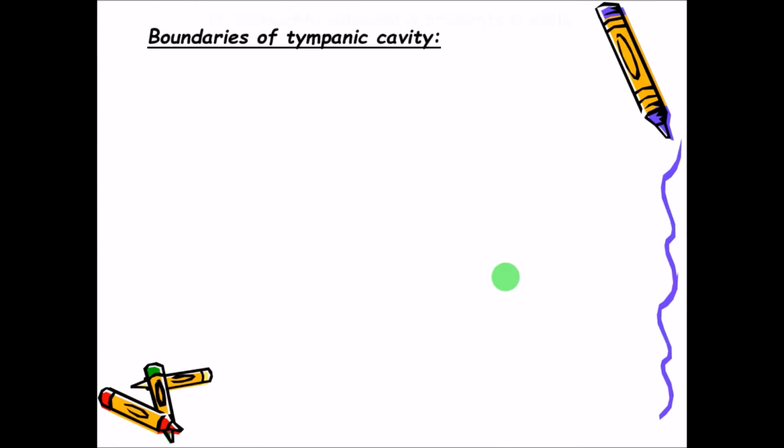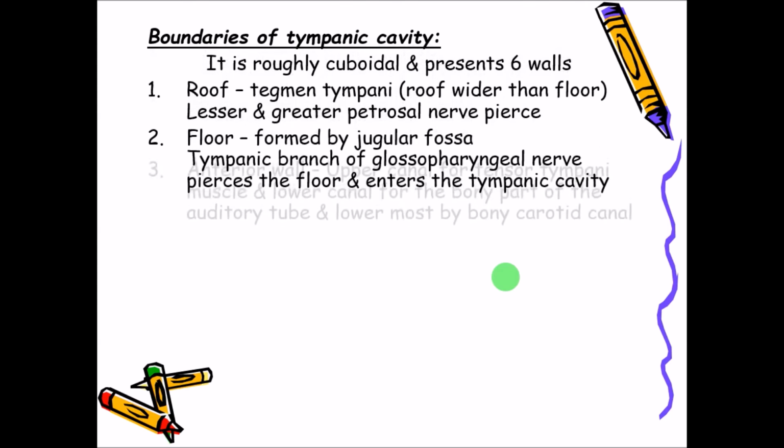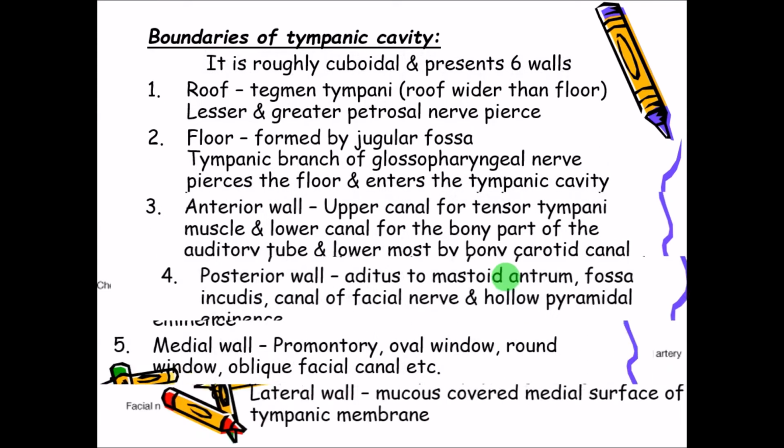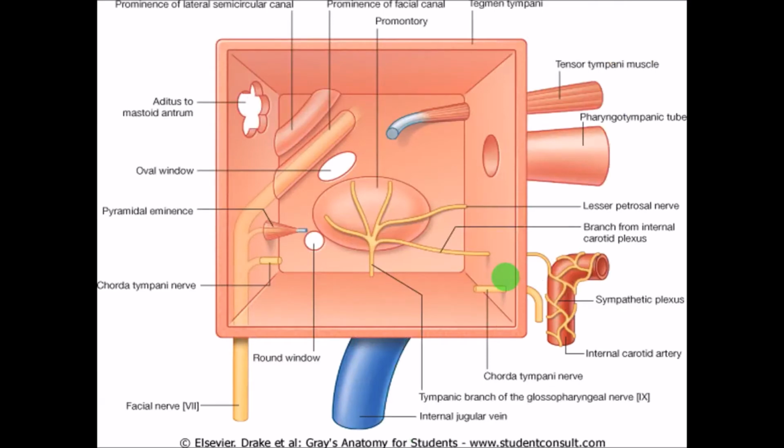Coming to the boundaries of the tympanic cavity, as I said, it looks almost like a cuboidal box, even though it is not exactly cuboidal, because at the center it is compressed. But still, if you imagine it as a cuboidal box, it will present with 6 walls: the roof, the floor, anterior wall, posterior wall, and the medial as well as the lateral wall. So this is how it looks. This picture is taken from Grays, and it has depicted things very elegantly here.